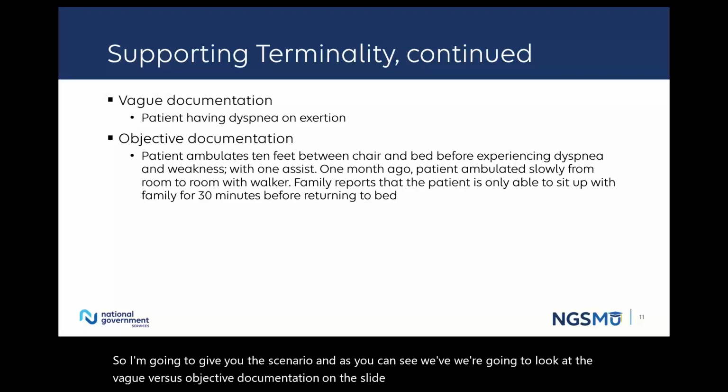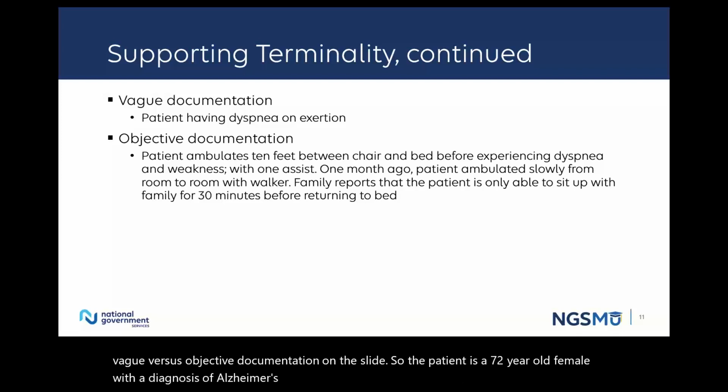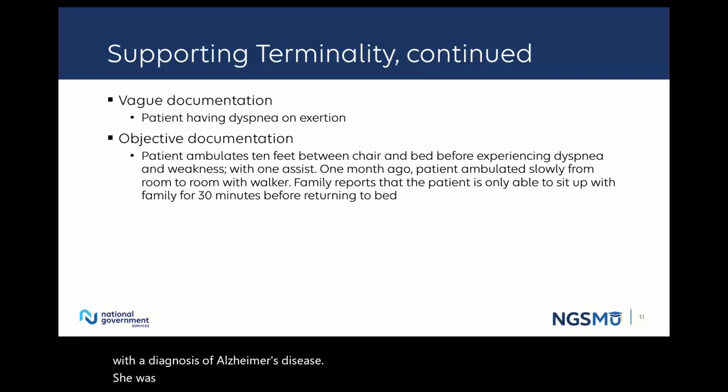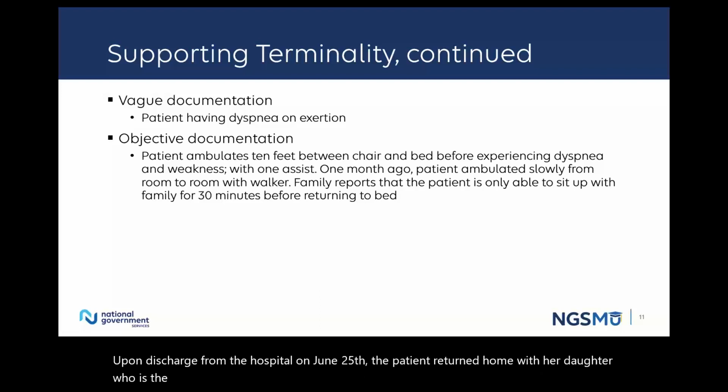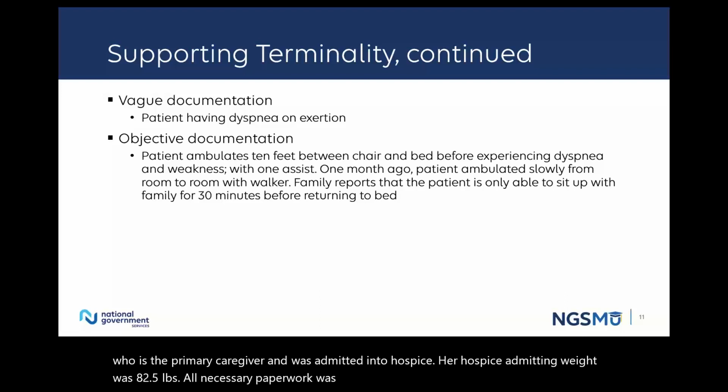So the patient is a 72-year-old female with a diagnosis of Alzheimer's disease. She was hospitalized on June 20th, 2016 for pneumonia with an admission weight of 85 pounds. Upon discharge from the hospital on June 25th, the patient returned home with her daughter, who is the primary caregiver, and was admitted into hospice. Her hospice admitting weight was 82.5 pounds. All necessary paperwork was completed and met CMS requirements.